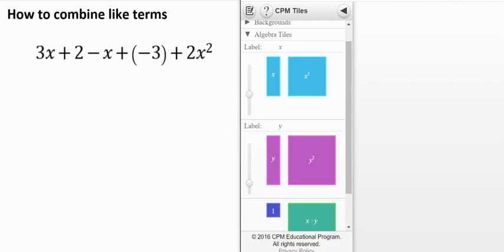In this video, we're going over how to combine like terms. And so combining like terms just means putting together the tiles that are alike or the same type of tile. So let's get out the tiles and I'll show you what I mean.